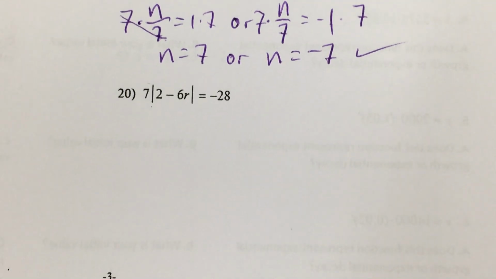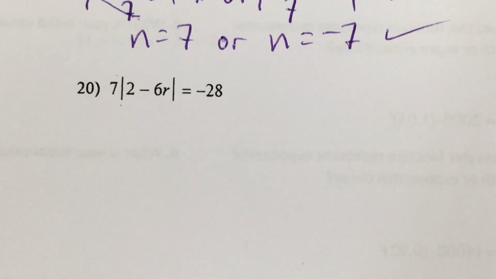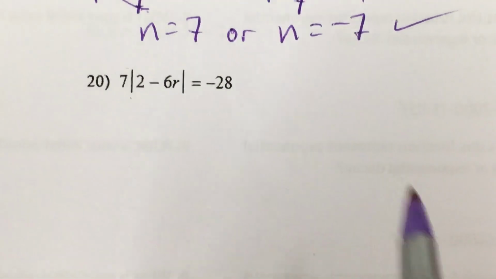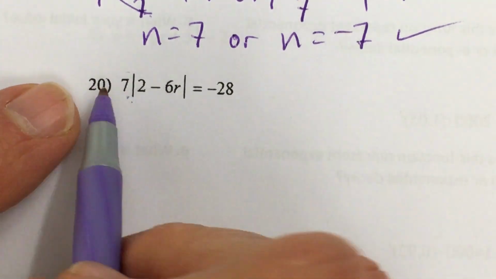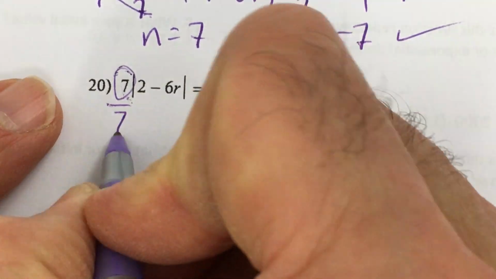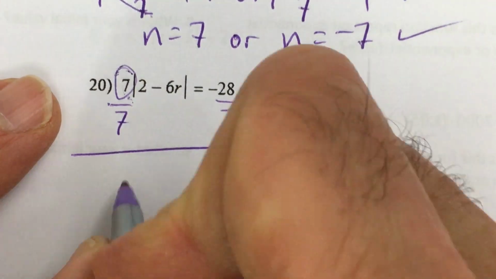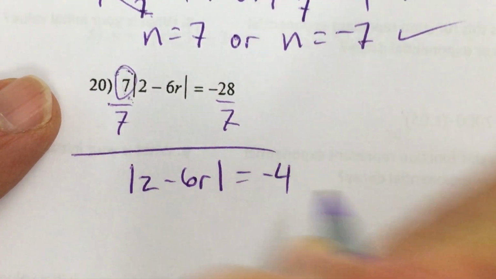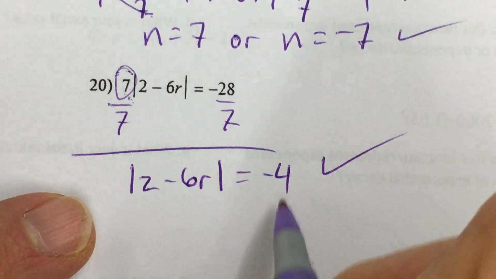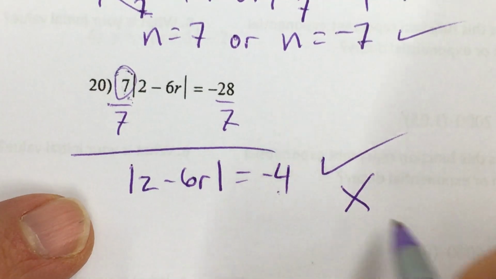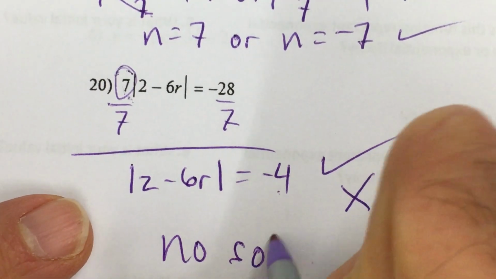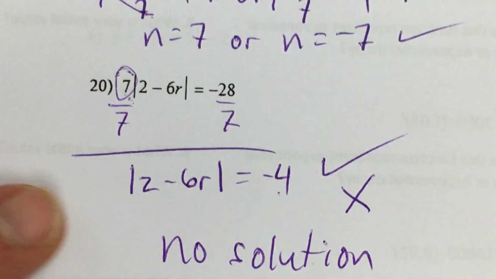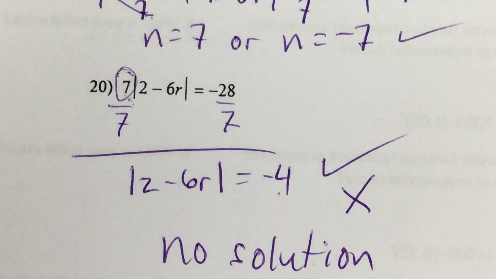2 answers, got them, done. Next one. Is it alone? No, this is bugging it. So divide by 7, divide by 7. Absolute value 2 minus 6r equals negative 4. Is it alone? Check. Is the answer positive? No. Therefore, no solution. Okay, I'm going to hit pause here and finish it up on another video.